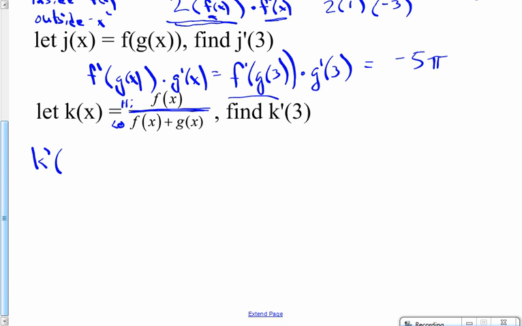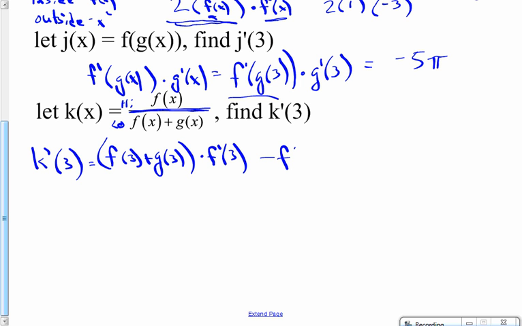K prime of 3 is going to be low at 3, d high at 3. So low times d high, minus high at 3, f of 3, d low. And this is nice because the lower function is just the sum. The derivative of a sum is, gosh, it's one of those old rules that we forget because we were so complicated. The derivative of a sum is the sum of the derivatives. Good? So this is just f prime of 3 plus g prime of 3.